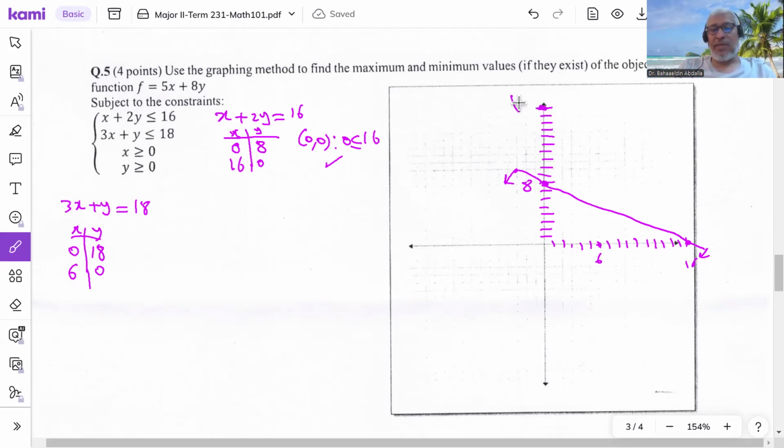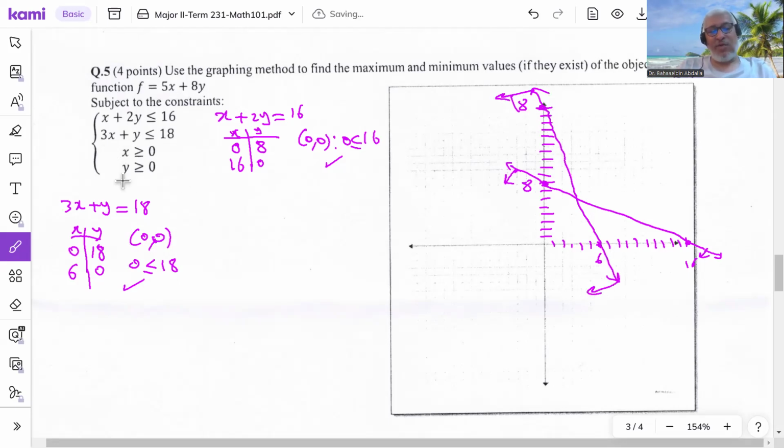So this is 18. So 6 with 18, this is the line. Of course, this line is going. And now, where is the graph? Is it to the right of this line or to the left? Is it this half or this half? Check 0, 0. Does 0, 0 satisfy the inequality? 0 plus 0 less than 18. Is this true? Yes. So 0, 0 is in the solution of this inequality. So the solution is to the left of this line.